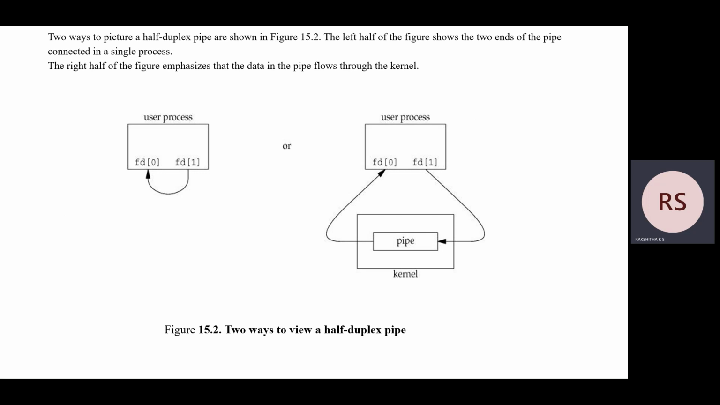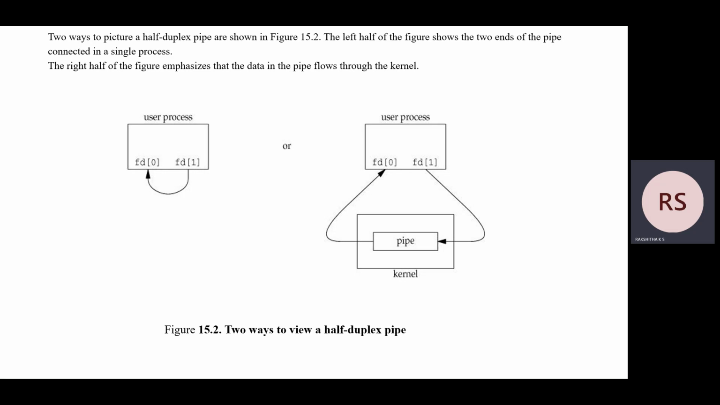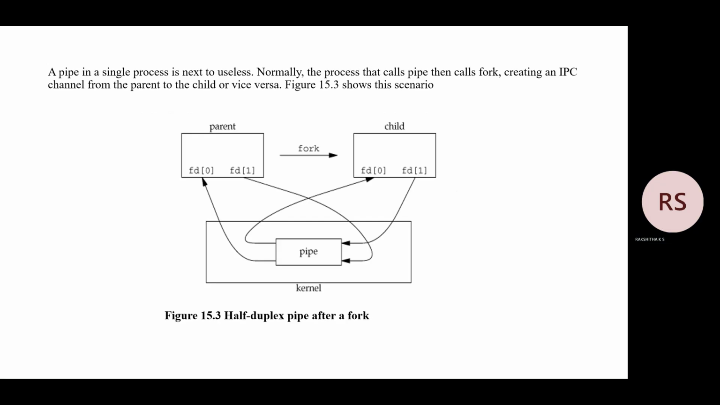This is a diagram of how the half duplex pipe is set up. In the user process, fd[0] and fd[1] communicate with the pipe within the kernel. The name itself indicates that fd[0] is open for reading and fd[1] is open for writing. This is the half duplex pipe.